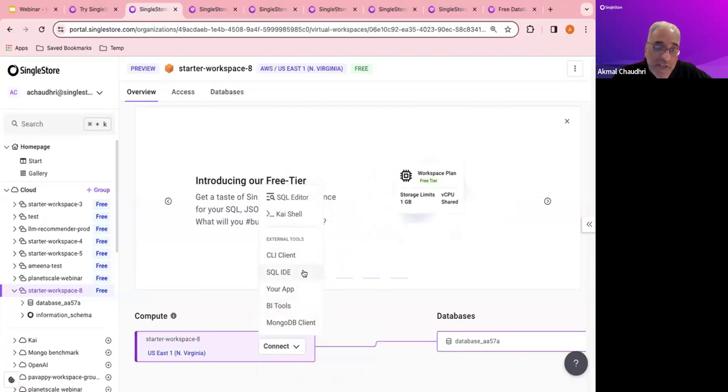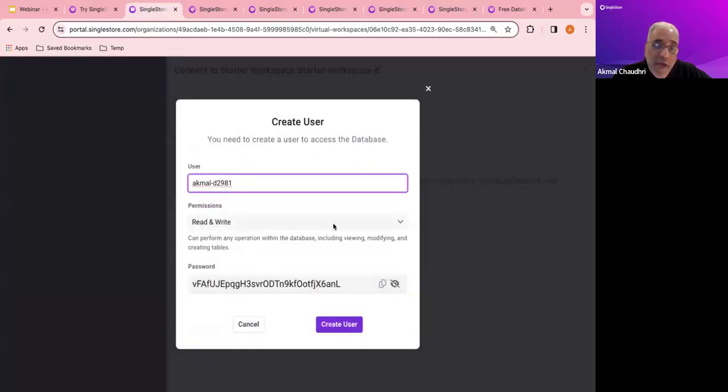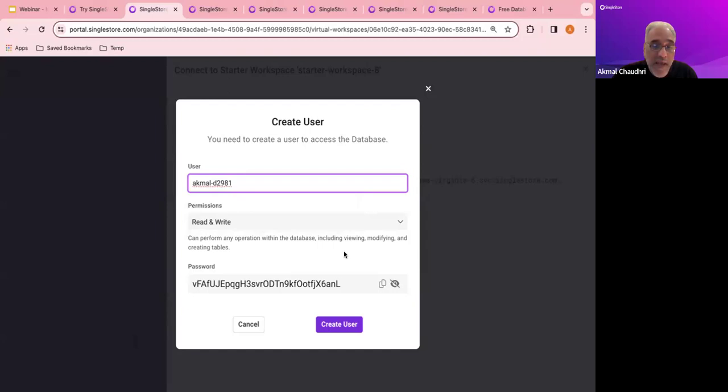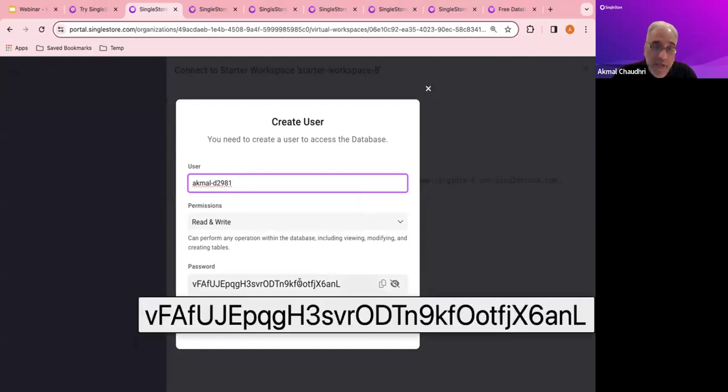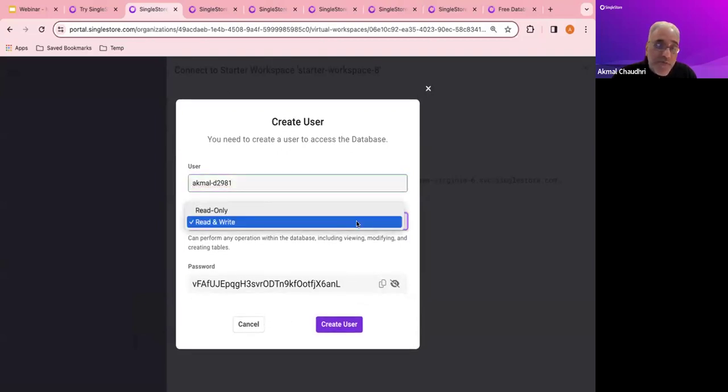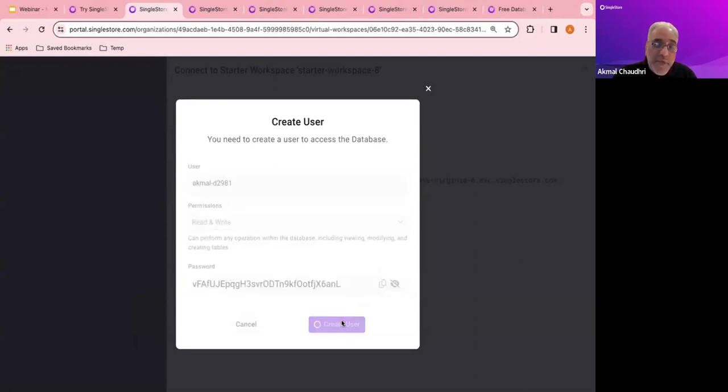If I click on this SQL IDE, it asks me to create a user. I'll just take the default there. Okay, it's just using my first name and then appending some letters and numbers to that. It's set up a password for me already. I could change that if I want to. And I've got read and write permissions on this. I can change those as well to read only if I wish. And then I just say create user. That's fine. It'll be okay.